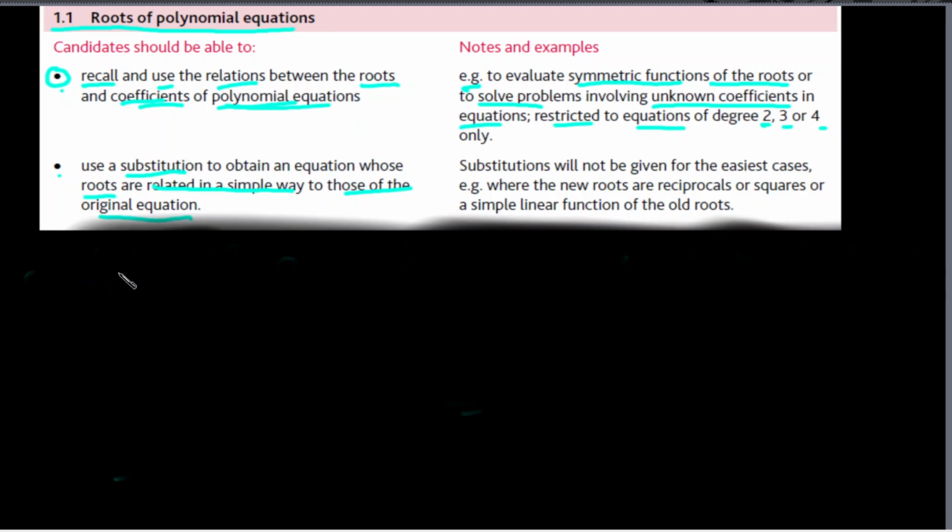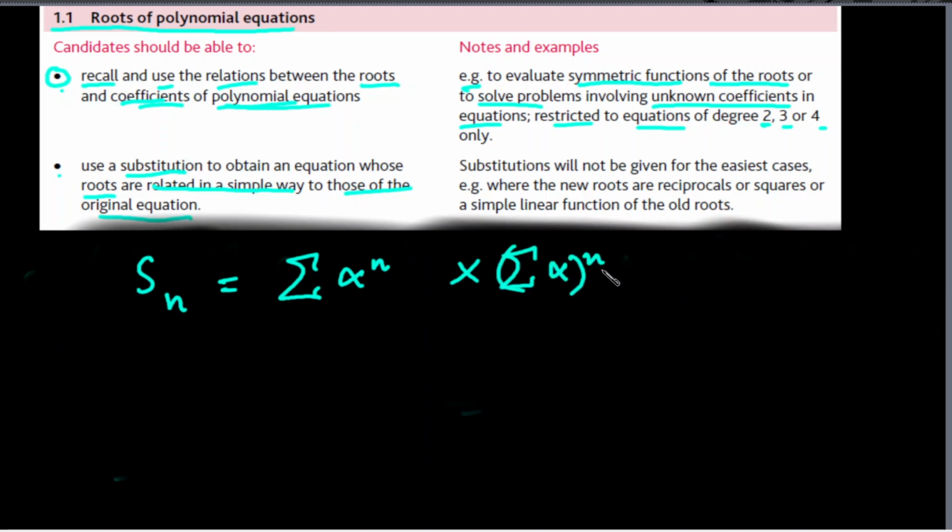Similarly, we could use that concept with roots. In general, we denote Sn equals the sum of alpha to the n, not big bracket alpha. It's not the same thing as this. That's completely different. This is different, okay?